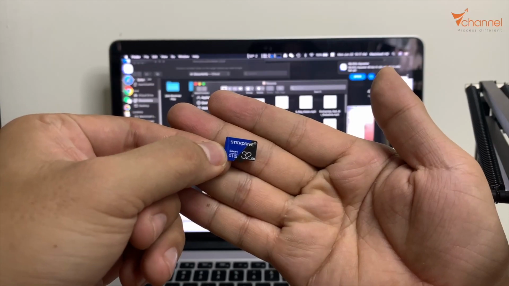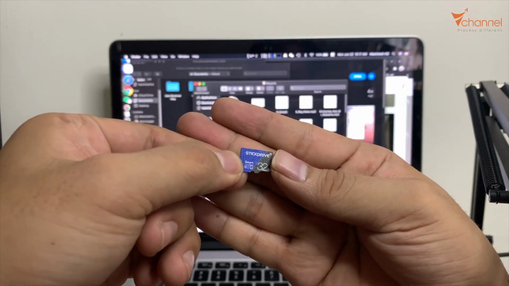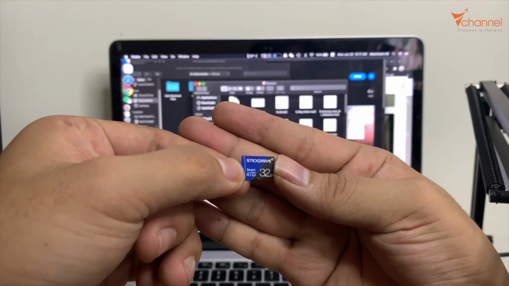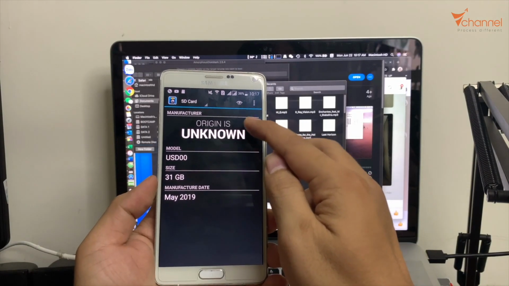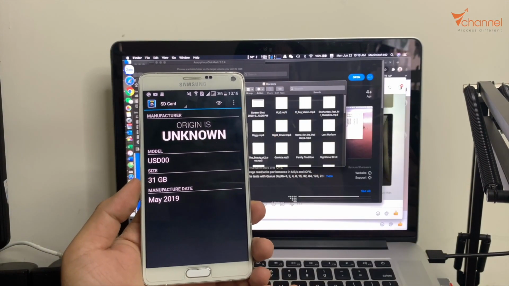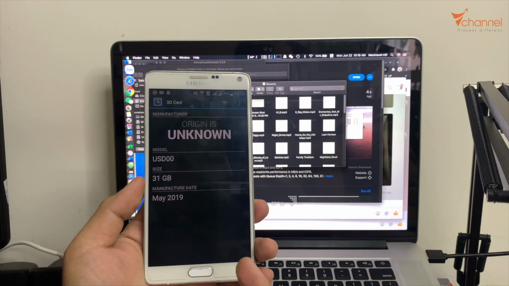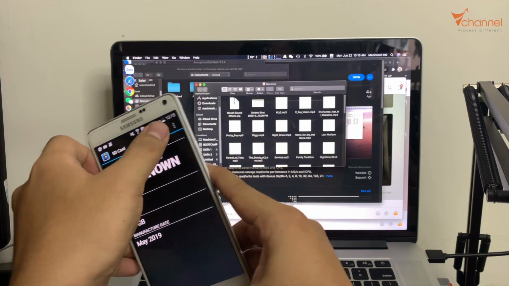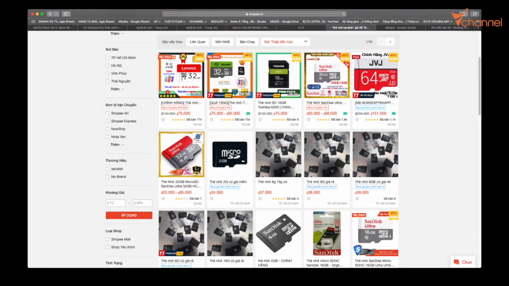Next, I have another class 10 memory card with a brand that is not well known. That is Stick, right, very cheap. Now we can see what its memory card manufacturer is. Origin is unknown. It has no information at all. So this is very low quality and maybe a bit lower than 10 megabyte per second. That is a fake memory card. When testing the memory chip, it will show another brand or unknown.